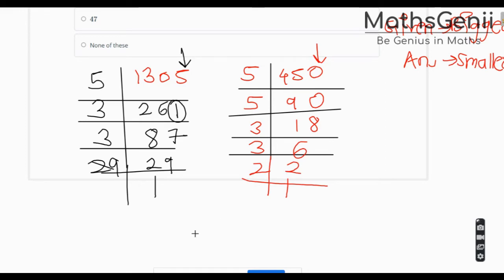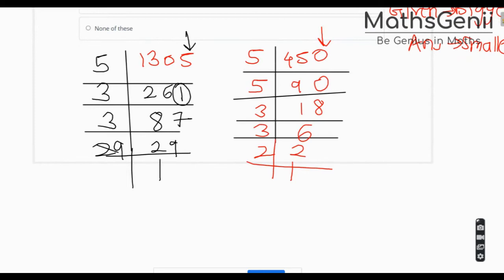So, how do you find HCF? You consider all these factors only one time. So, in both, what is common? 5, 5 is common, one time. So, I'm writing it one time.